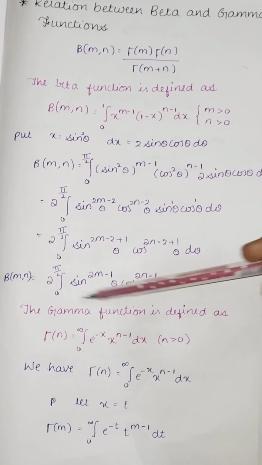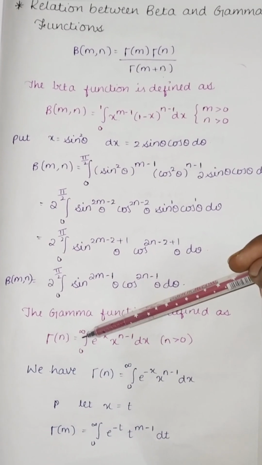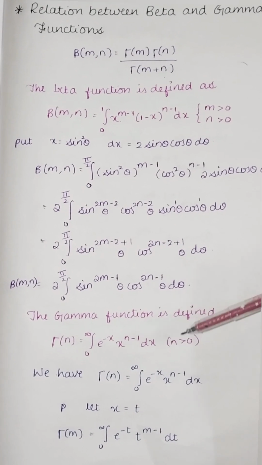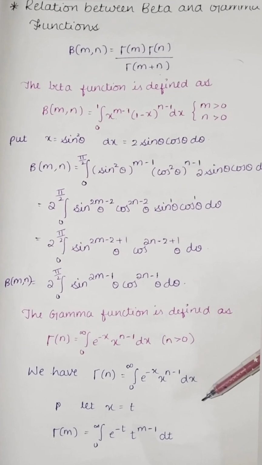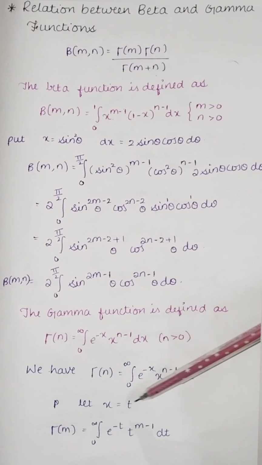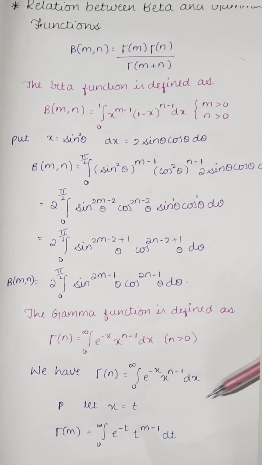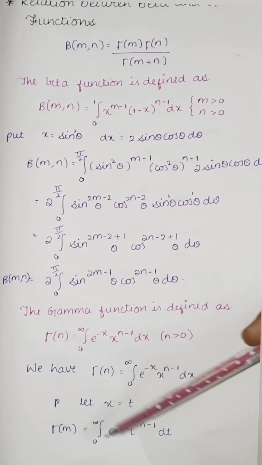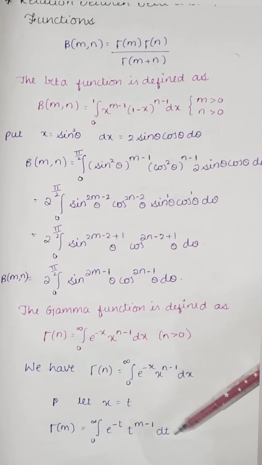And the gamma function is defined as gamma of n is equal to integral 0 to infinity e to the power minus x into x to the power n minus 1 dx, where n greater than 0. We have this relation here. So just replace x is equal to t. I am just replacing x is equal to t and changing the variable here. Gamma of m is equal to integral 0 to infinity e to the power minus t into t to the power m minus 1 dt.